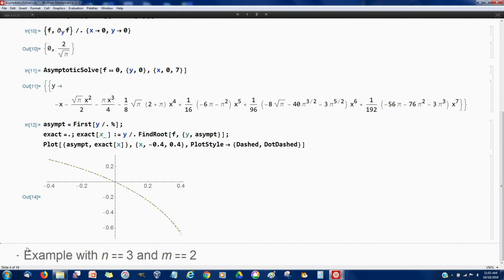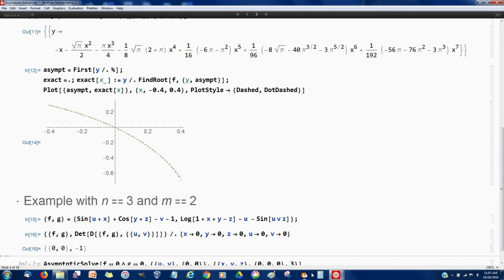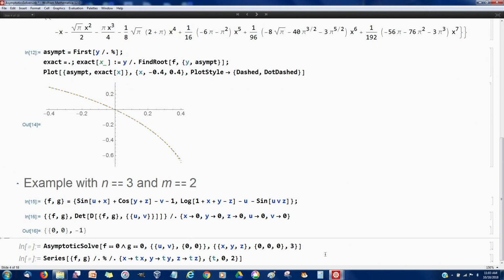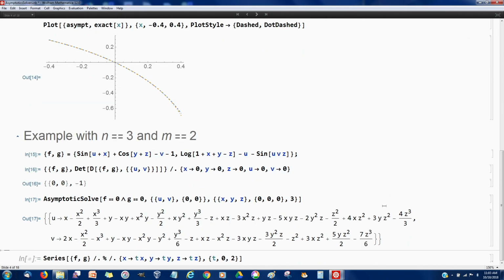Let's try an example with n three-dimensional and m two. Variable x is three-dimensional, variable y is two-dimensional. So we have two equations. We check that the equations are 0 at 0, and that the determinant of the derivative is not 0. So again, we can expect an analytic solution. And here is the solution. It's a power series now in three variables.